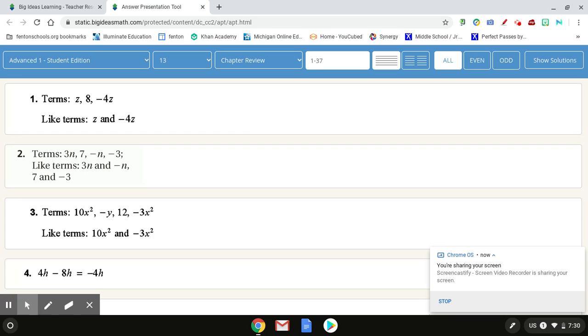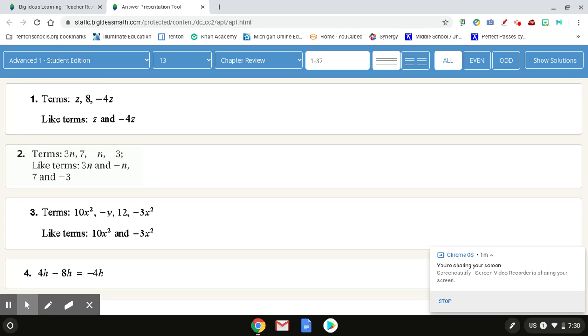Number two, like terms were 3n and negative n. And then 7 and negative 3, those were the pairs of like terms. All of the terms, 3n, 7, negative n, and negative 3. All right, for number 3, the terms listed there, you see them there. And then the only like terms were 10x squared and negative 3x squared.